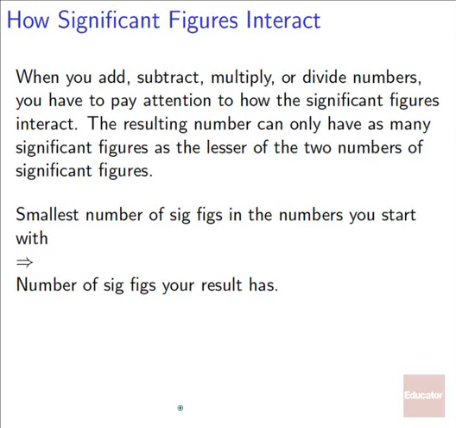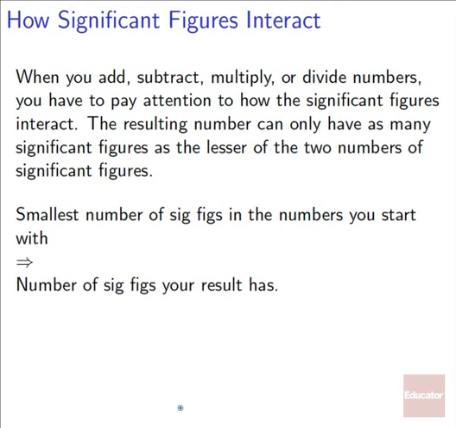How do significant figures interact with one another? So if you add, subtract, multiply, or divide numbers, we have to pay attention to how the significant figures interact. The resulting number is only going to be able to have as many significant figures as the lesser of the 2 numbers of significant figures. The smallest number of sig figs is the number you start with becomes the number of sig figs your result has. And this makes sense.